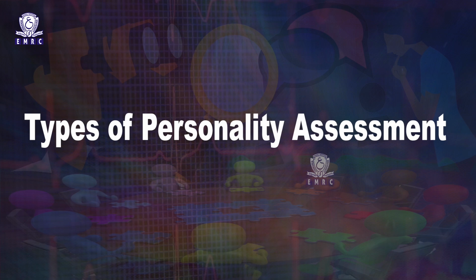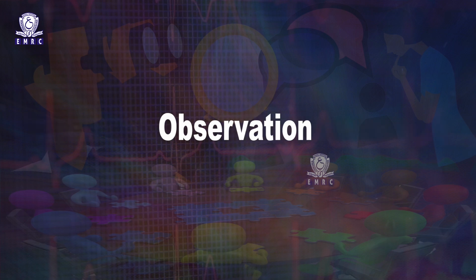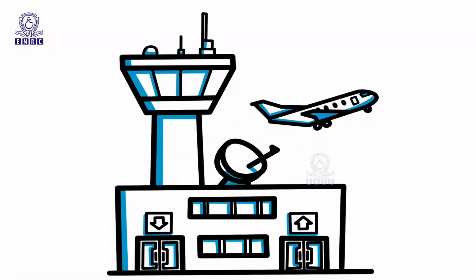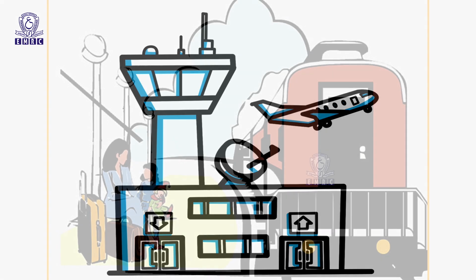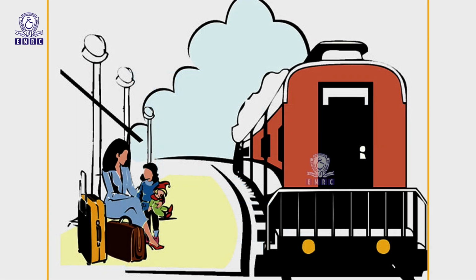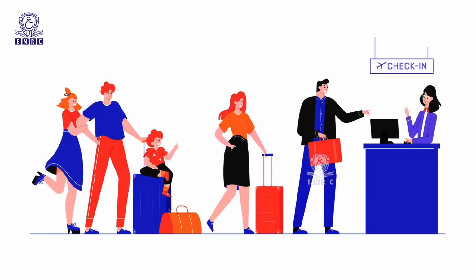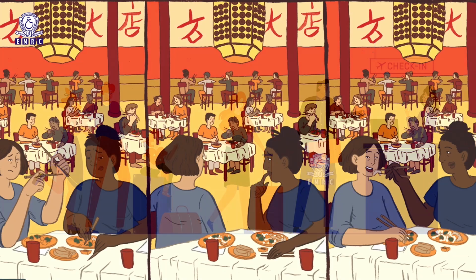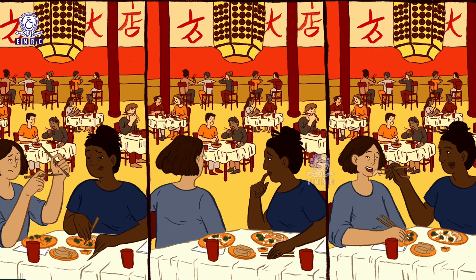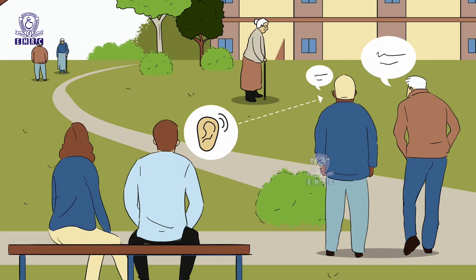Types of personality assessment. Observation. Are you fascinated by airports, bus depots, parks, railway stations, or other public spaces? Many people relish a chance to observe the actions of others. When used for assessment, direct observation, that is, looking at behavior, is a simple extension of the natural interest in people watching.